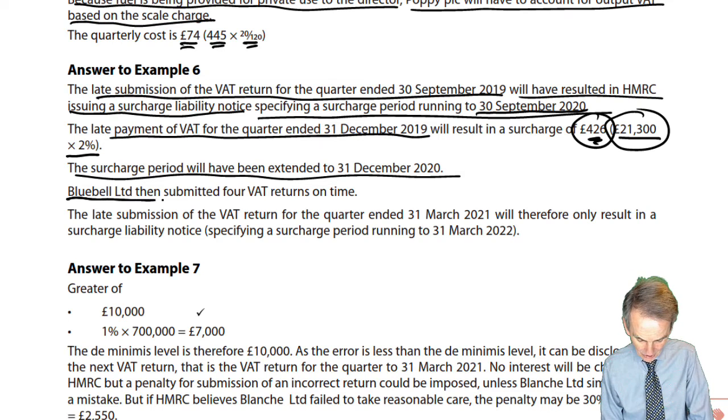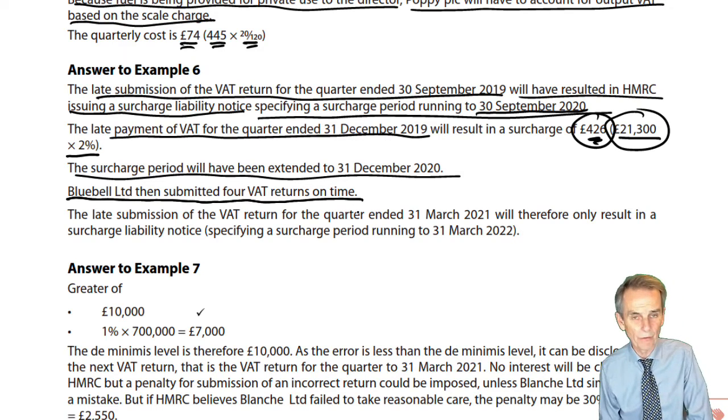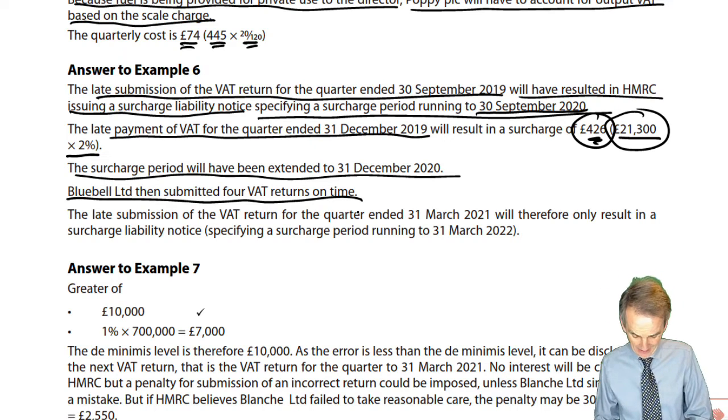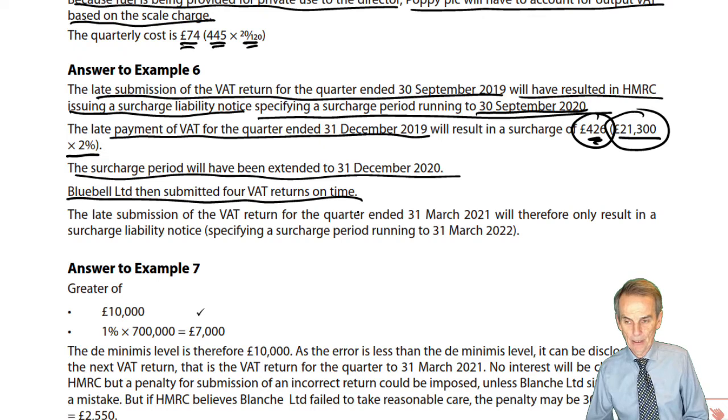But when you looked at the submission dates, we looked at one of those for the next VAT return to the end of March there. But what would happen in relation to the remainder? Well, all of those submission dates and payment dates were within the required 1 month and 7 days. So that meant, therefore, having submitted 4 VAT returns on time, we came out of the surcharge period.